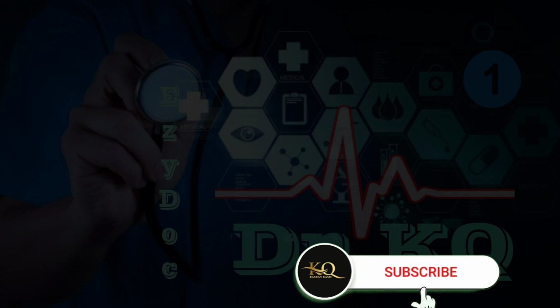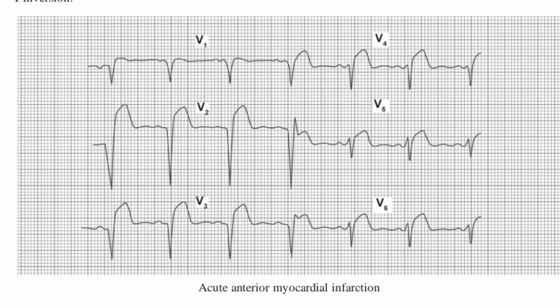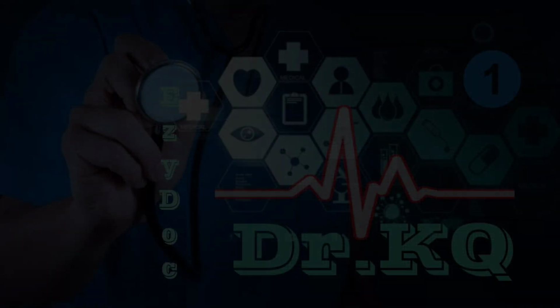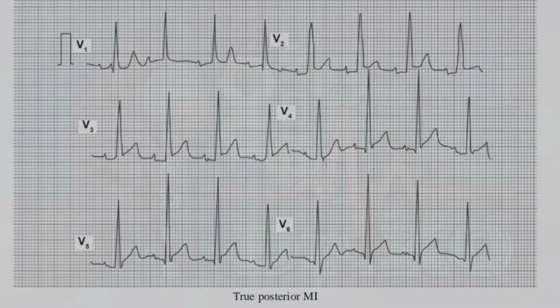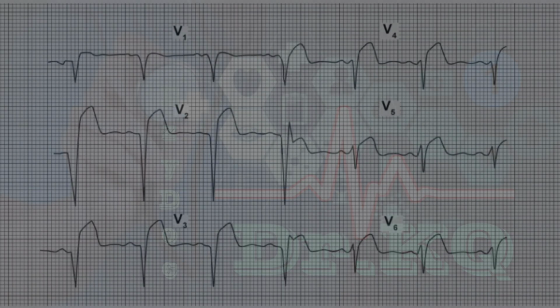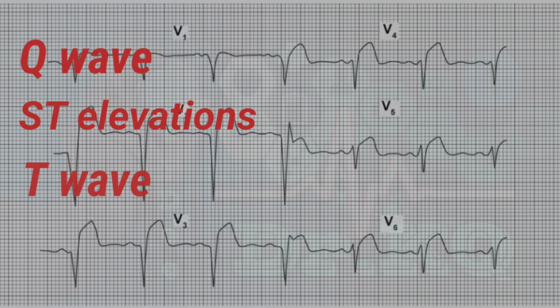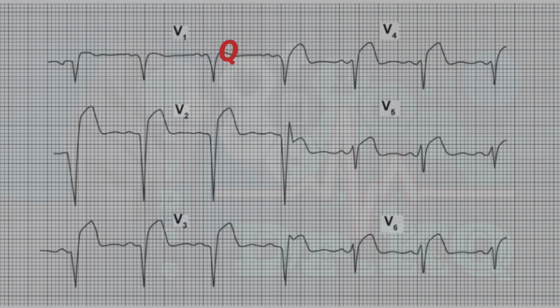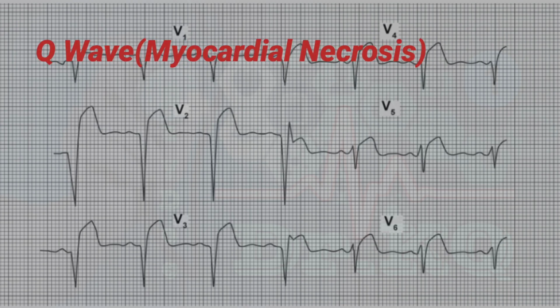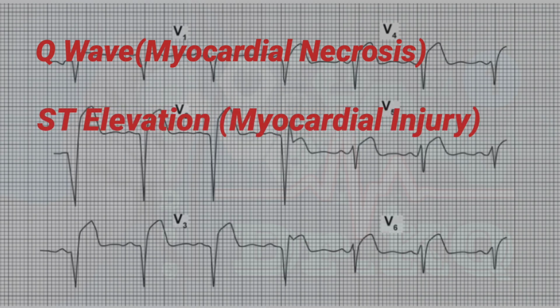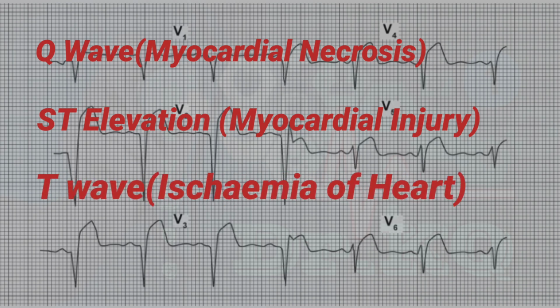Now I am going to display some of the ECGs so that you will get a clear picture of myocardial infarction ECGs. So here are some of the ECGs of myocardial infarction. Now you have seen the ECGs in which you have seen the Q wave, ST segment elevations and the T waves. The Q wave is showing the myocardial necrosis, the ST segment elevation is due to the myocardial injury, and the T wave is telling us the ischemia of the part of the heart.